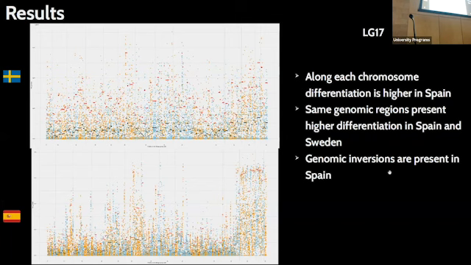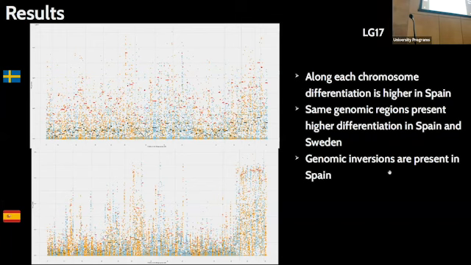And here is the same, but in Spain. Typically, differentiation is higher on average in Spain compared to Sweden. That's a generic thing that we found along all the chromosomes. The other thing we found is that the genome regions known for inversions also show up in Spain. This region here has inversions in the Swedish system.